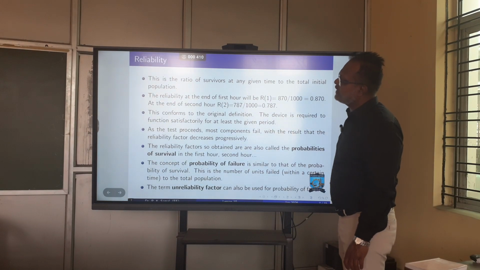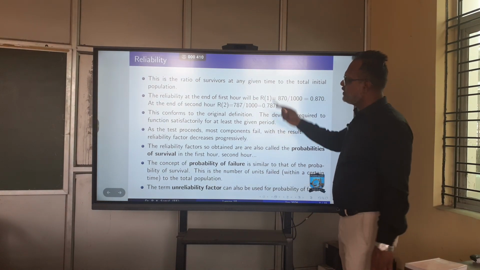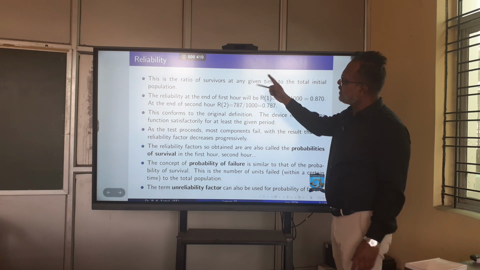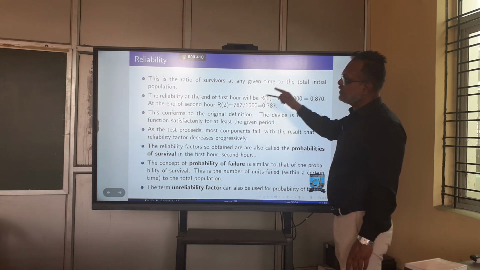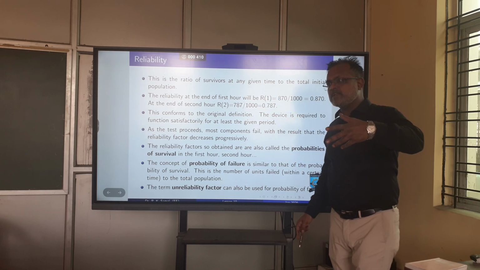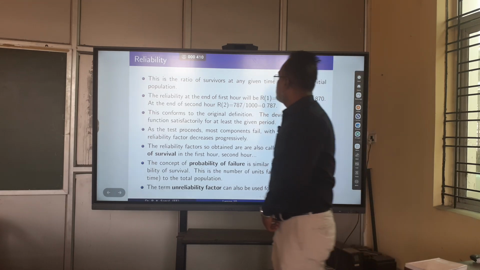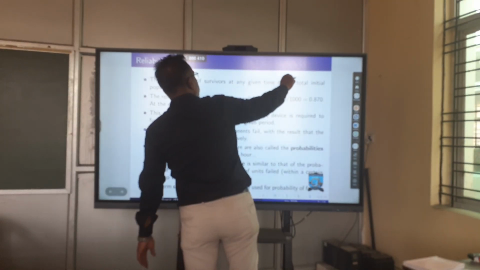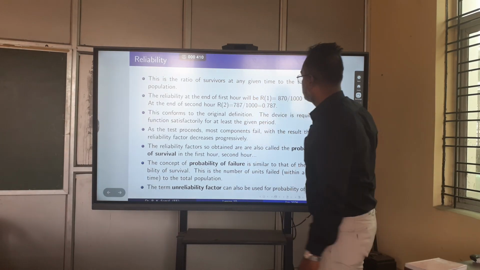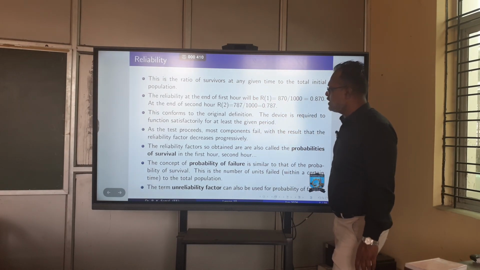Next one is reliability. We have already seen the definition, we will again see. So this is the ratio of survivors at any given time to the total initial population. This is another way to define reliability. Write down this. So this is shown how it is calculated.